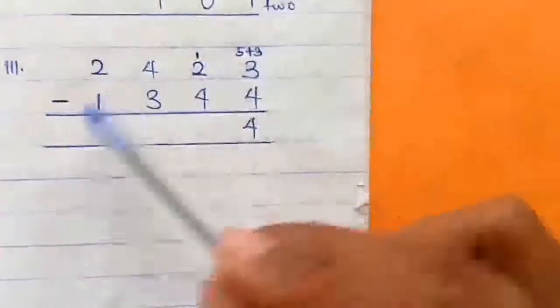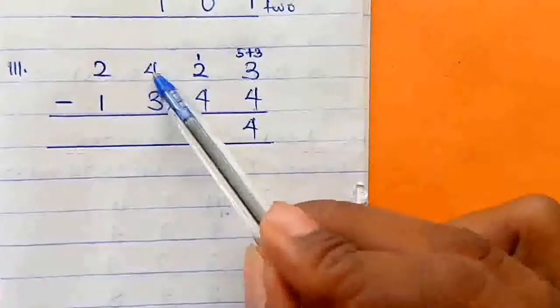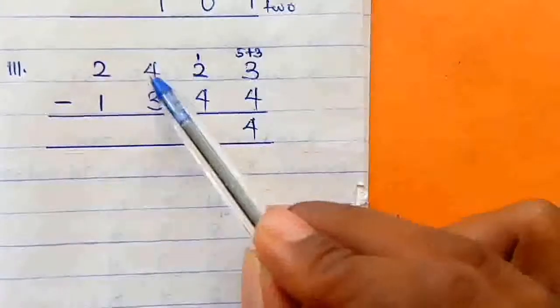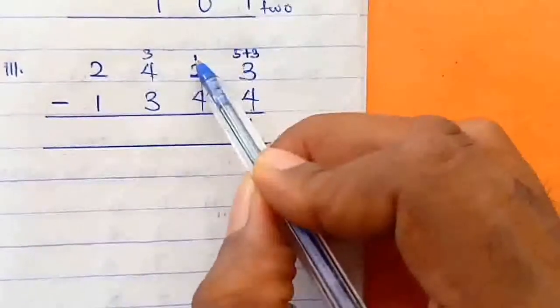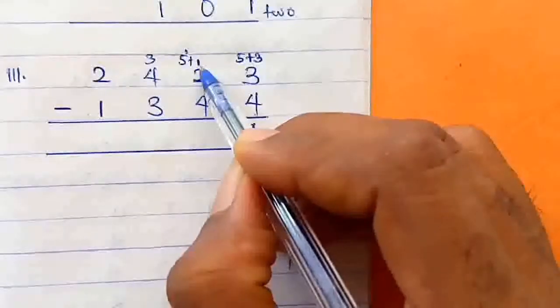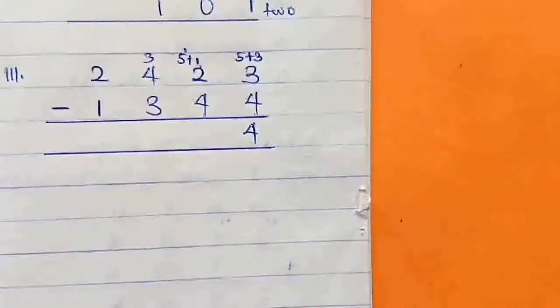Okay, we go again. 1 minus 4 will not work. Therefore, I go to this place to pick up 1. 1 collected here is the same thing as 5. And what will remain here is 3. Then, the 1 moved over here will be 5 plus 1, and 5 plus 1 is the same thing as 6. 6 minus 4 will give us 2.